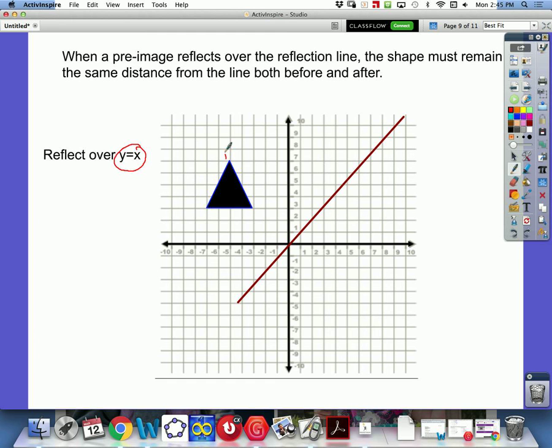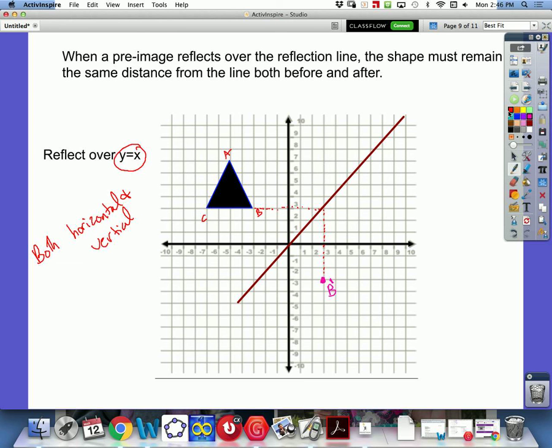So we'll put our letters in again, A, B, C. And now to reflect it, we actually are going to have to go both horizontal and vertical. So what we're going to do is start with this B, and I'm going to count to the diagonal line. So I'm going to go 1, 2, 3, 4, 5, 6. So since I went horizontal, now I need to go vertical, the same amount. 1, 2, 3, 4, 5, 6. So now my B is the same distance away from the line.